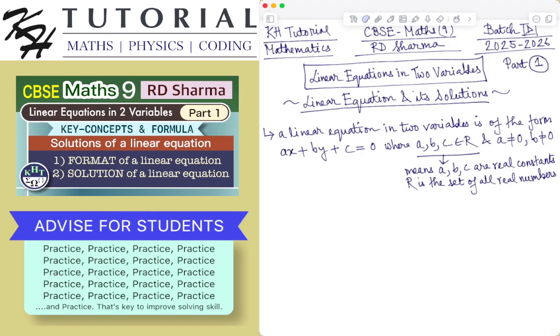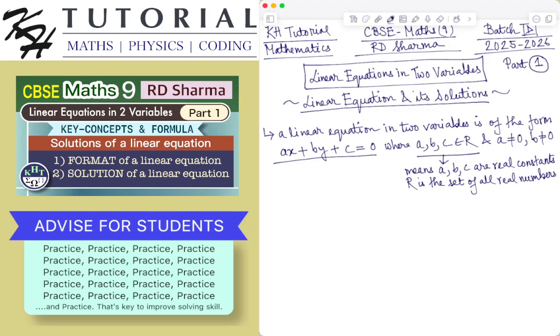We know that R denotes all the real numbers, and all real numbers can be represented as an infinite set. So a, b, c are basically real constants, but a and b are not equal to 0. Both a and b have to be not equal to 0. Only then can we consider ax plus by plus c equals 0 to be a linear equation in two variables x and y.